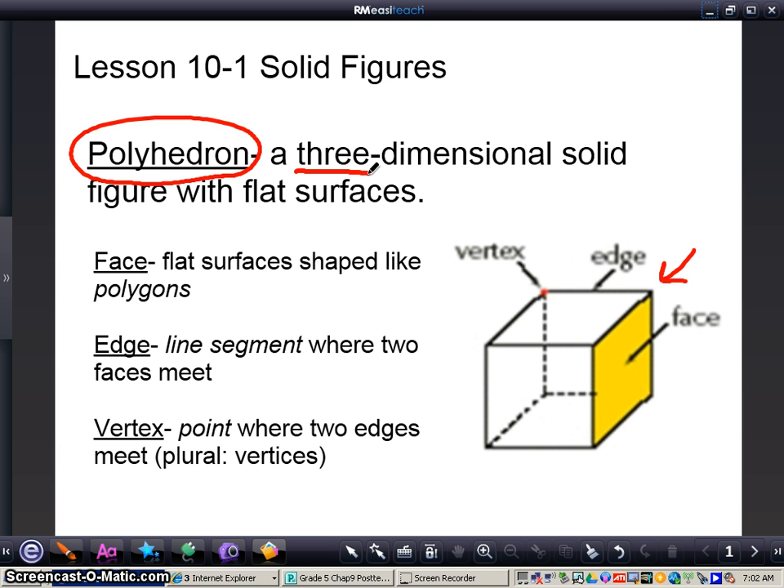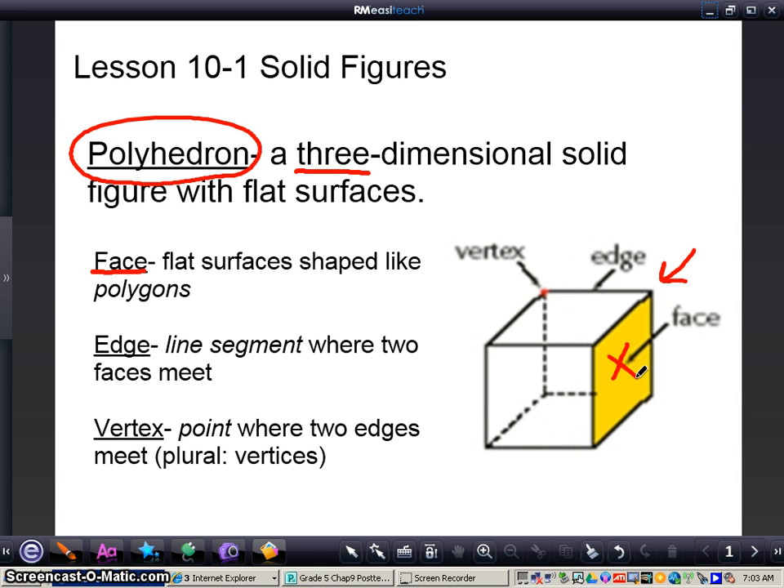Now within polyhedrons there are some different things that make it up. The first thing that we're going to look at, or the first term, would be the face. What a face is, the face is a flat surface shaped like a polygon. Remember, a polygon is a closed plane figure made up of line segments. So if you see any closed plane figure made up of line segments, that would be considered a face. So you can see this yellow portion of my cube right here. That's just an example of a face.